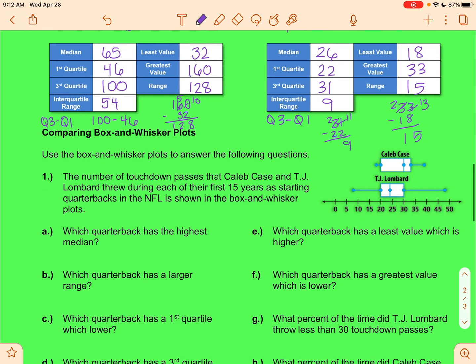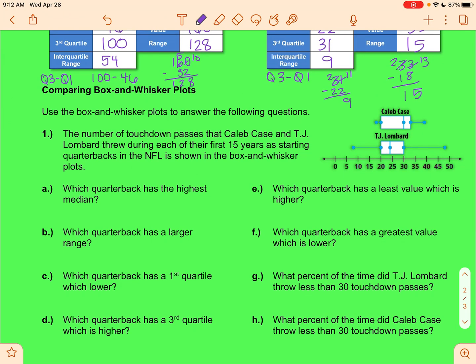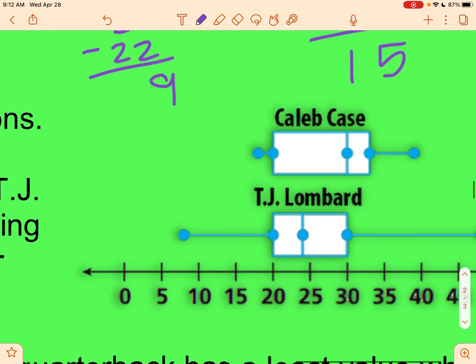Next, we are going to compare box and whisker plots. We are going to use these box and whisker plots to answer the following questions. Number 1 says the number of touchdown passes that Caleb Case and TJ Lombard threw during each of their first 15 years as starting quarterbacks in the NFL is shown in the box and whisker plot. Letter A is asking which quarterback has the highest median.